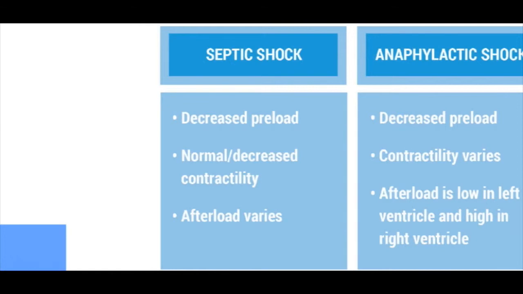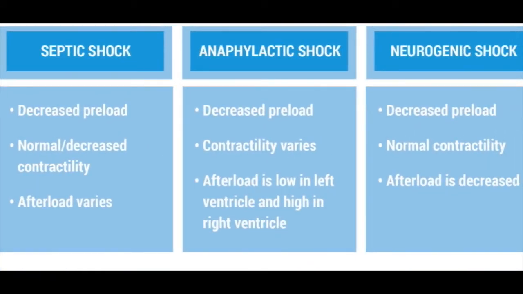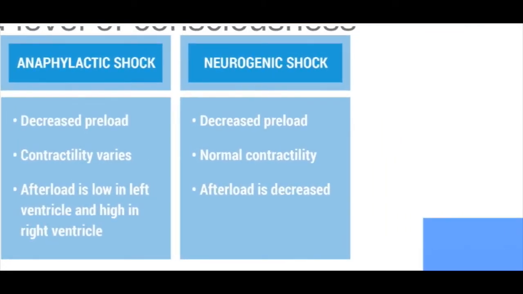In septic shock, there's a decreased preload, a normal or decreased contractility, and variable afterload. In anaphylactic shock, there is a decreased preload, variable contractility, and the afterload is low in the left ventricle and high in the right ventricle. In neurologic shock, there is a decreased preload, a normal contractility, and a decreased afterload.